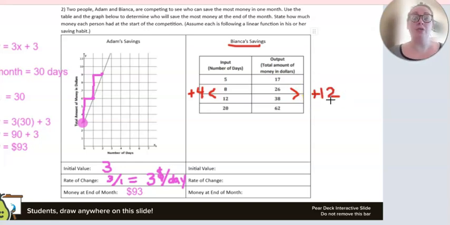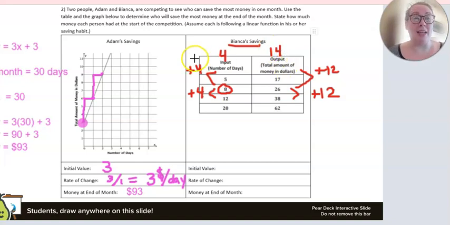Now, the reason I chose this point is because I need to work my way backwards to find that y-intercept, which is when x is 0. So if I'm at 8 and I'm going backwards by 4, I will make my way to 0, right? If I work backwards, 8 minus 4 is 4. And then work backwards with this 26. 26 minus 12 is 14.